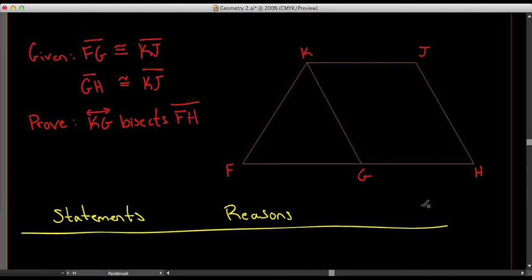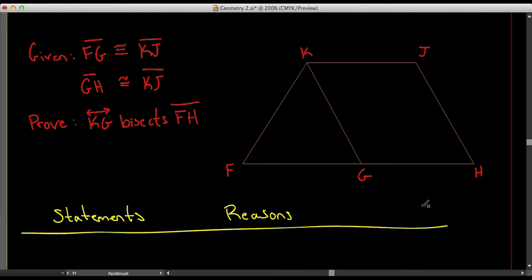So our given information is that FG, the line segment FG, is congruent to the line segment KJ. Okay, and then we're given that the line segment GH is congruent to the line segment KJ, the same line segment. And then we're asked to prove that KG, the line KG, so some fictional line KG, it bisects FH, the line segment FH.